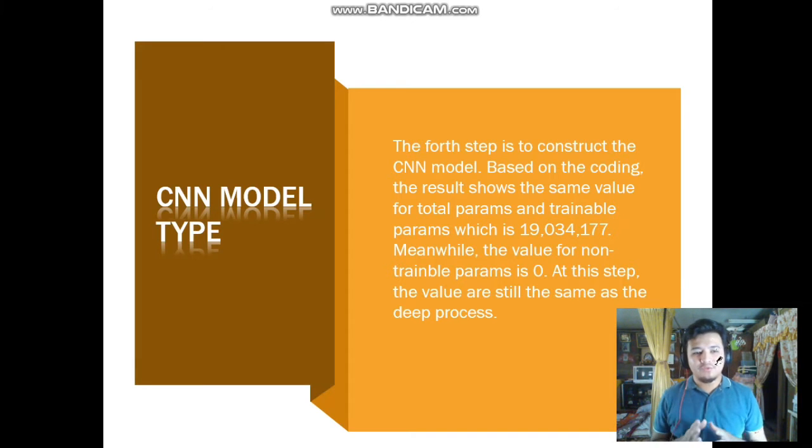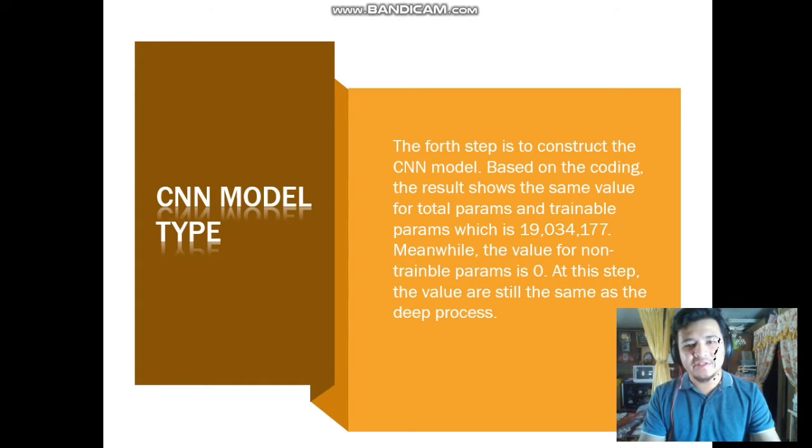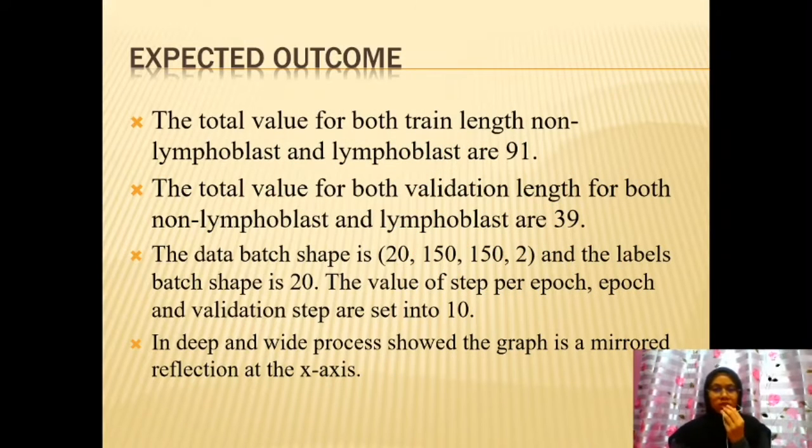So if we got a different value, it means that we have some error, or maybe we did something wrong in the process. So we should reconstruct the algorithm, because basically these two methods will make us get the same result. I think that is from me. Thank you. Assalamualaikum warahmatullahi wabarakatuh.